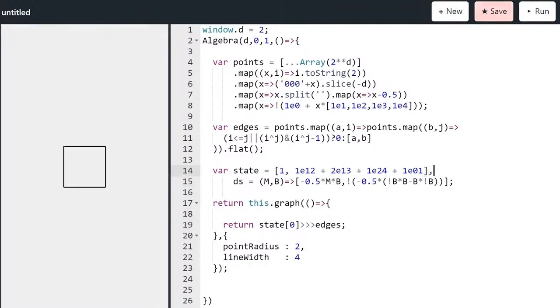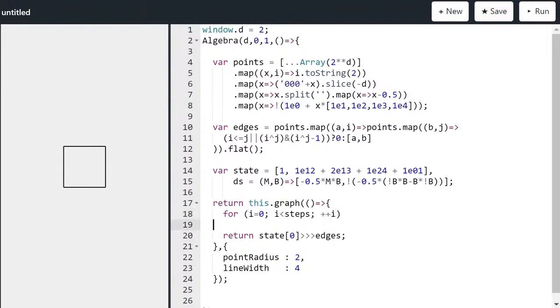And this needs to be a comma. And we also need to update our state. So let's do a simple Euler integrator. For an Euler integrator, we just do, let's say, 10 steps. And at each step, we update the state by adding in a little bit.